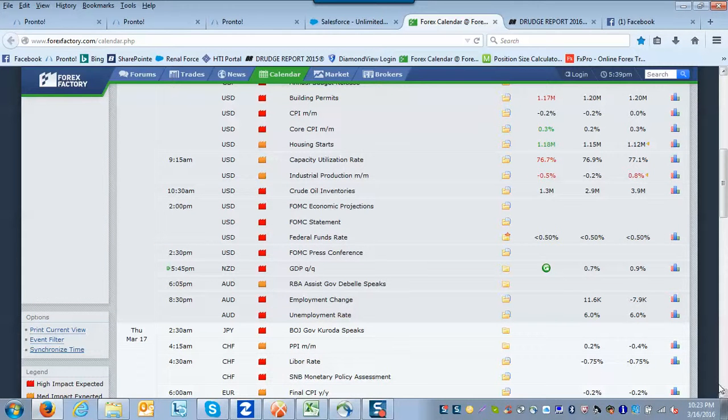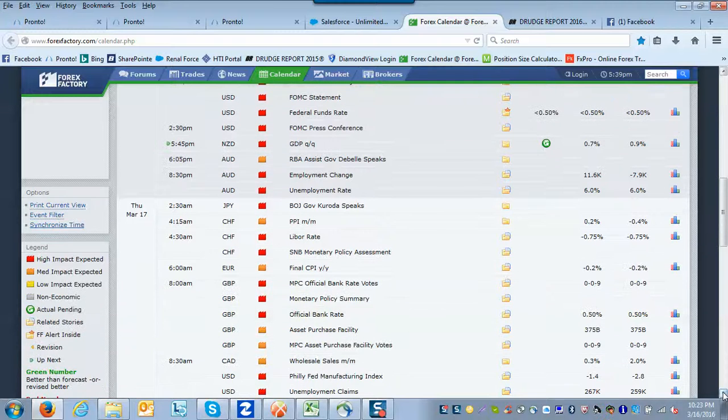But there is overnight some Japanese yen news, the Bank of Japan's Kuroda speaking. We have Swiss news in the morning, so be cautious of that, especially as I'm still short Euro Swiss, so I will be watching that closely. And then around 8 o'clock tomorrow morning is the British pound monetary policy and bank rate votes.